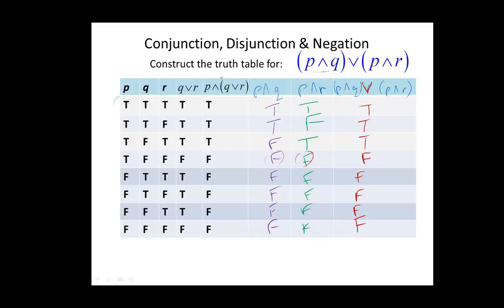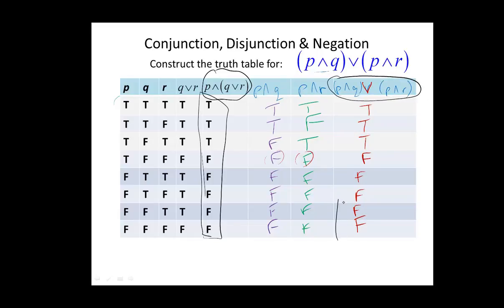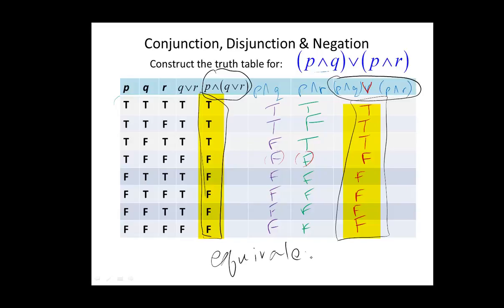And now take a look at the two compound statements which we evaluated. A very interesting thing happened. These two columns of truth values are actually identical. And if that happens, that means these two expressions are really equivalent expressions. They're really the same thing written in a different way. And we're going to talk about this idea of equivalence, because that's one more important part of symbolic logic, that some expressions are equivalent to each other.